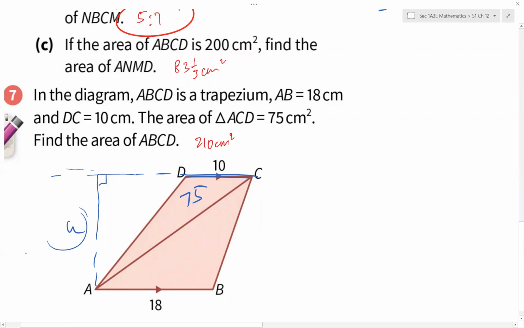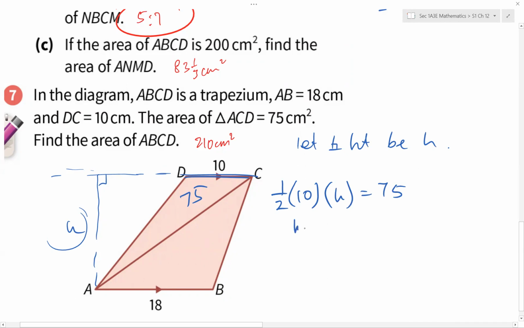So area of triangle, let the perpendicular height be h. So half times the base of 10 times the height is 75. So this is from the area of the triangle that is given to us. So h must have a value of 75 divided by 5, 15 centimeters. So we know that this is equal to 15 already.